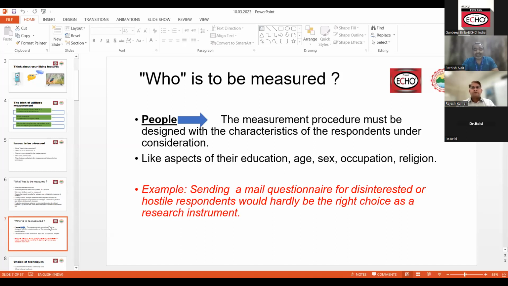based on these kinds of attitude measurements or belief measurements of either customers or prospective customers, which is done by any industry which is looking to do business. So sending a mail questionnaire to disinterested or hostile respondents would hardly be the right choice as a research instrument.